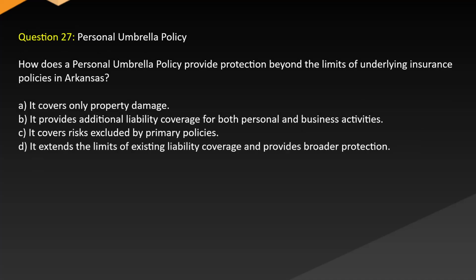Question 27. Personal umbrella policy. How does a personal umbrella policy provide protection beyond the limits of underlying insurance policies in Arkansas? A. It covers only property damage. B. It provides additional liability coverage for both personal and business activities. C. It covers risks excluded by primary policies. D. It extends the limits of existing liability coverage and provides broader protection.